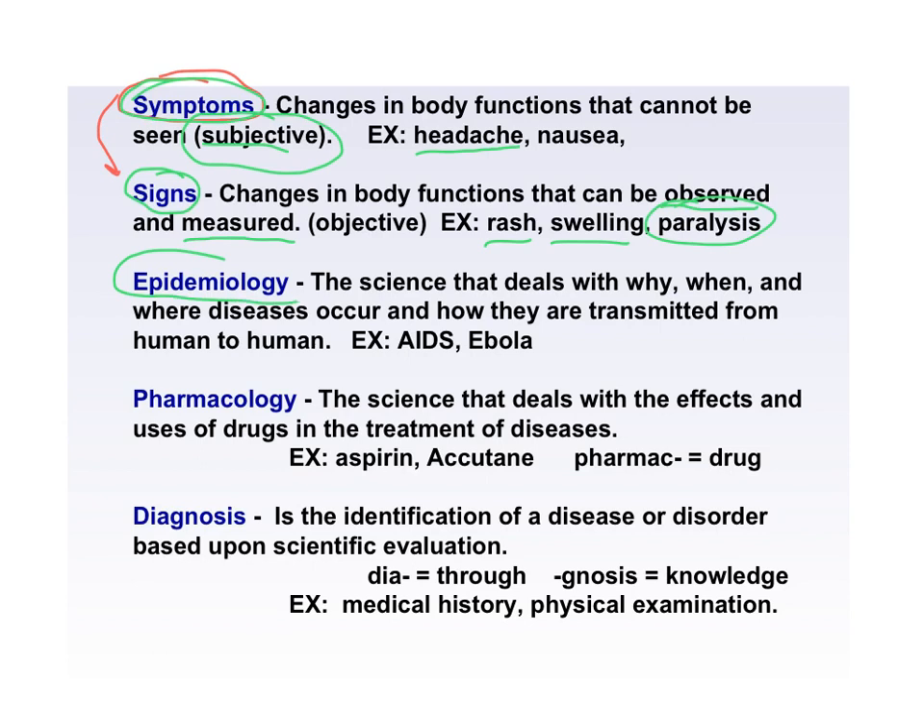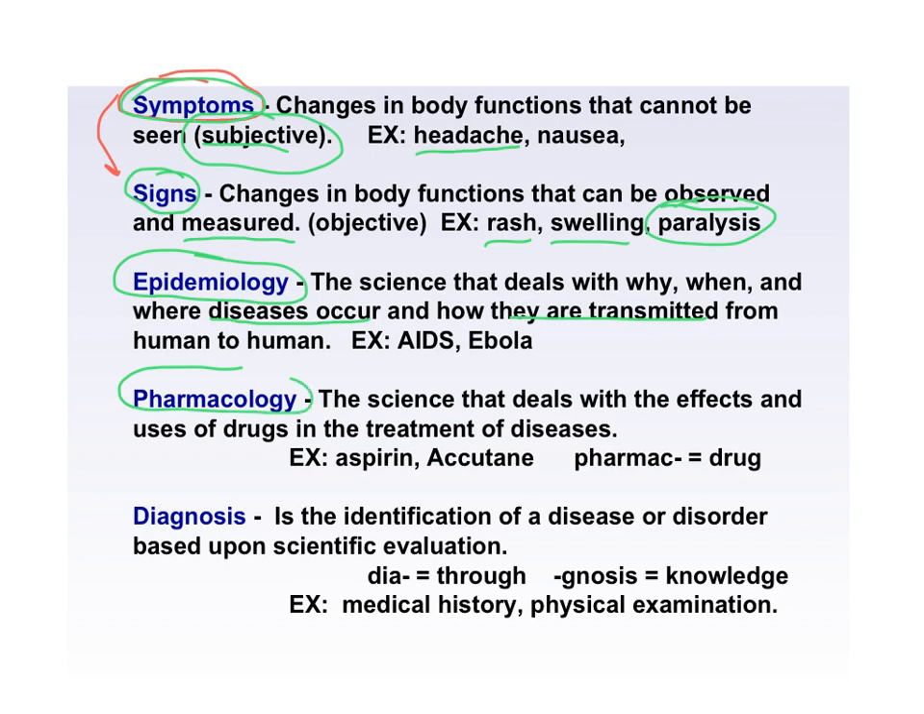Epidemiology, you've probably heard of epidemics. Well, these are scientists, these are doctors who deal with the transmission of diseases, where they occur, and how they are transmitted from human to human. And if an epidemic did occur, they are the ones that best know how to stop the epidemic, how to treat it, and how to keep it from spreading.